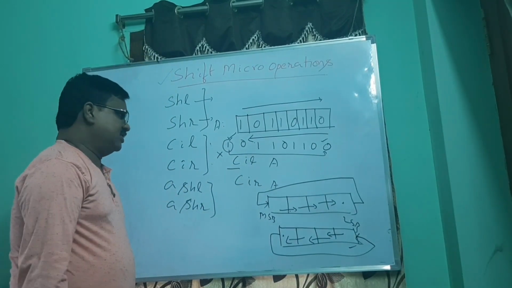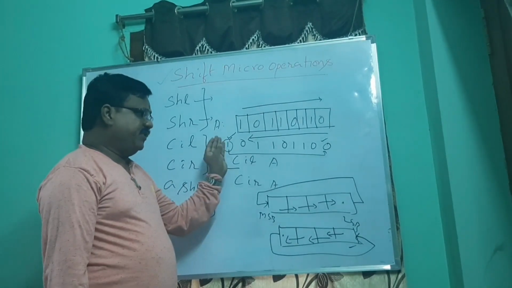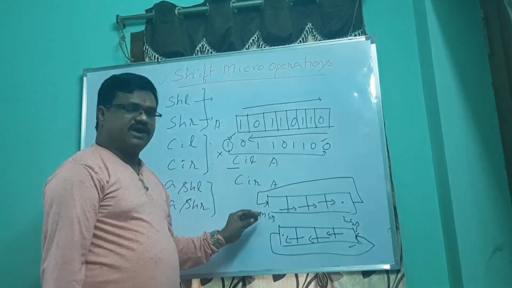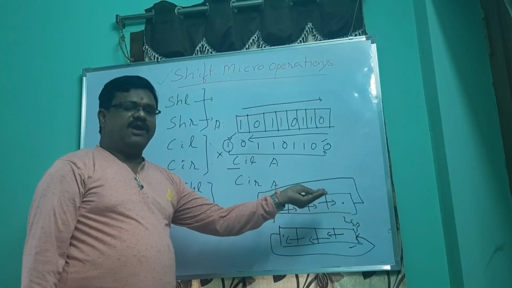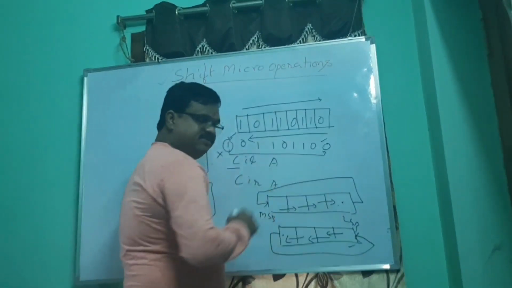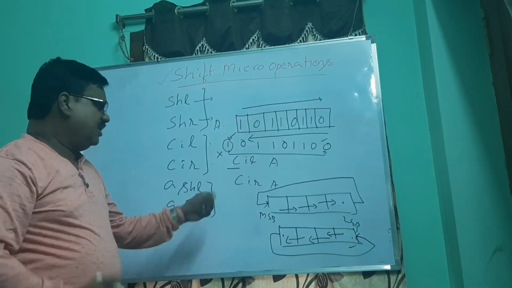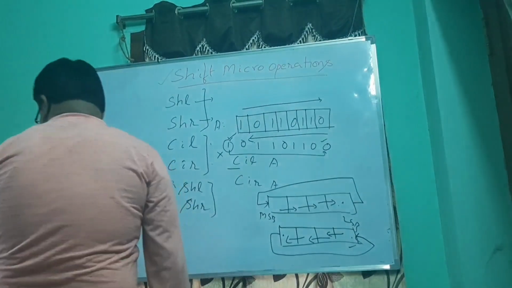Circular shift operations. Okay. So instead of discarding the MSB or the LSB based on left and right, here we don't discard it. Rather, we add it to the LSB or MSB. So the MSB bit is added to the LSB, or the LSB bit is added to the MSB, based on circular left or circular right. Okay.